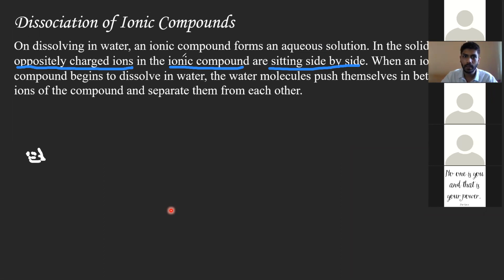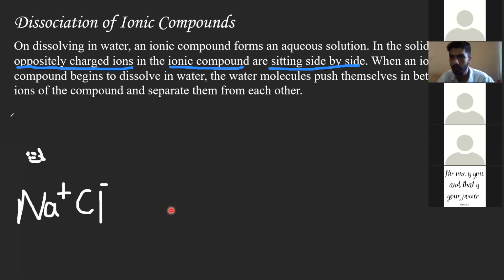What happens is that salt is nothing but an ionic compound. And the oppositely charged ions are nothing but Na+ and Cl−. These are oppositely charged because plus and minus are opposite, right? So when we put such a compound in water, it begins to dissolve in water, obviously. And the water molecules, as I told you, H2O, come between Na and Cl.